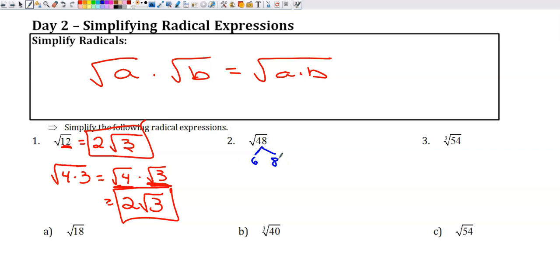And it doesn't matter. You could do 2 and 24. I could do 4 and 12. You could do 3 and 16. All of those multiply to 48. But I don't have 2 numbers that are the same, so I've got to keep going.